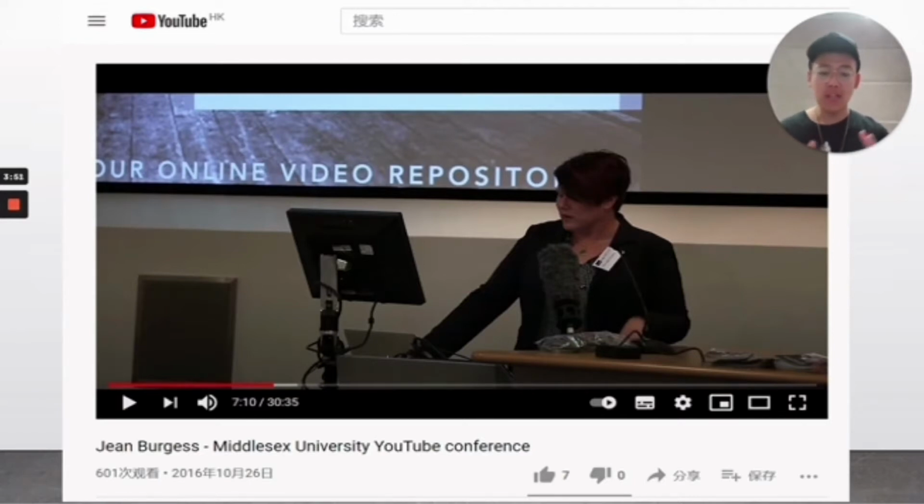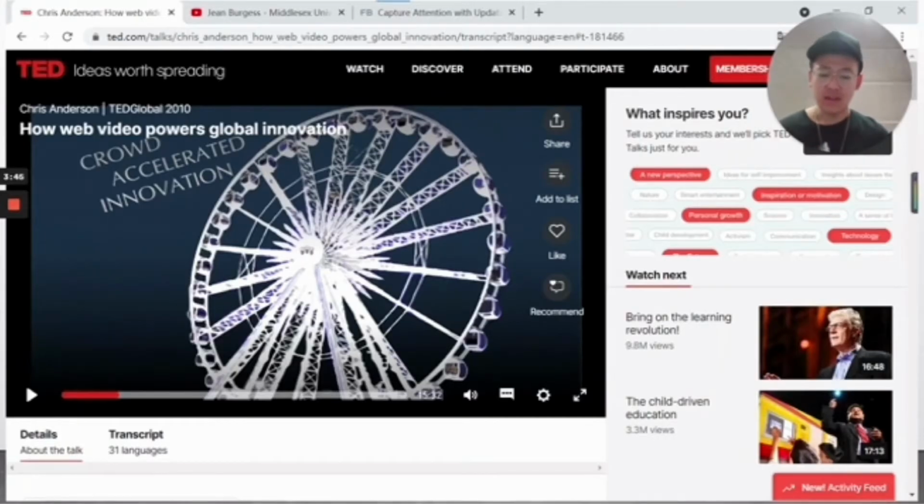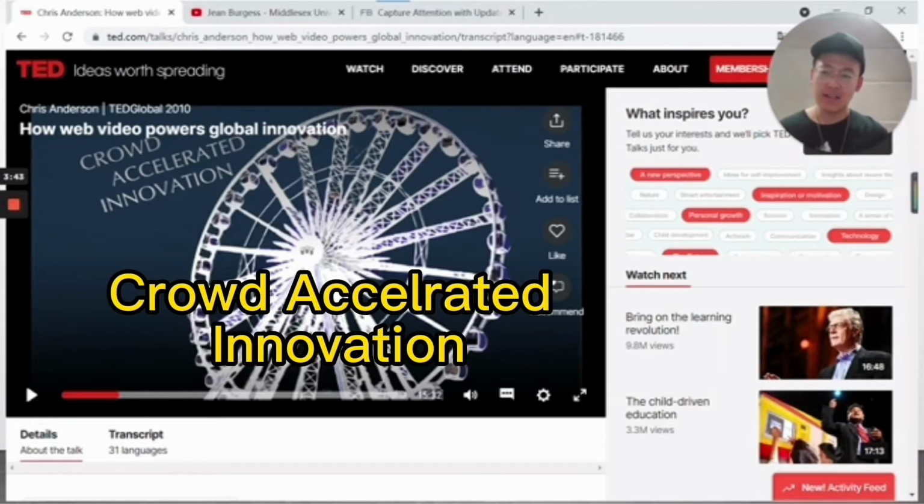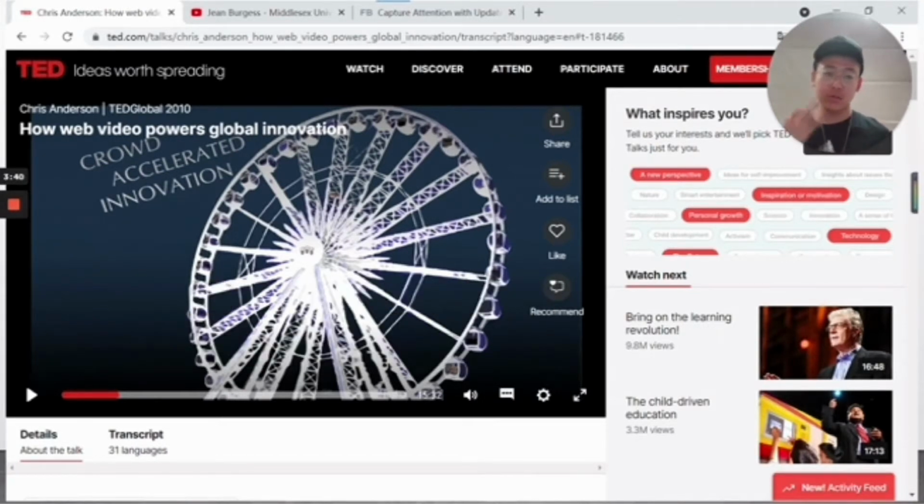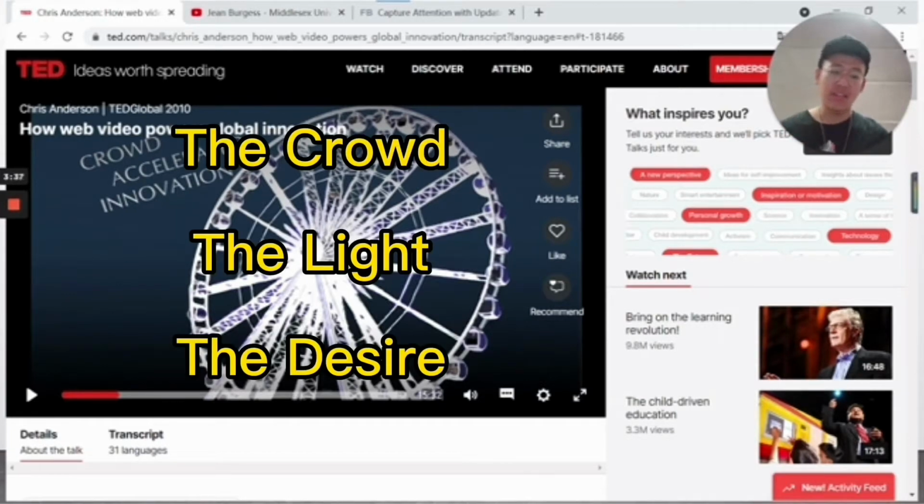At the same time, a phenomenon has emerged in this process, which, according to Chris Anderson, is called crowd-accelerated innovation. In this innovation, there are three elements: the crowd, the light, and the desire. In this phenomenon, people in the crowd often follow the slides. They learn from those outstanding people and outstanding works. They also have the desire to be the top, to be admired by others. So they try to innovate. And that's why they need the strategies and techniques to improve their own online videos to be more popular.